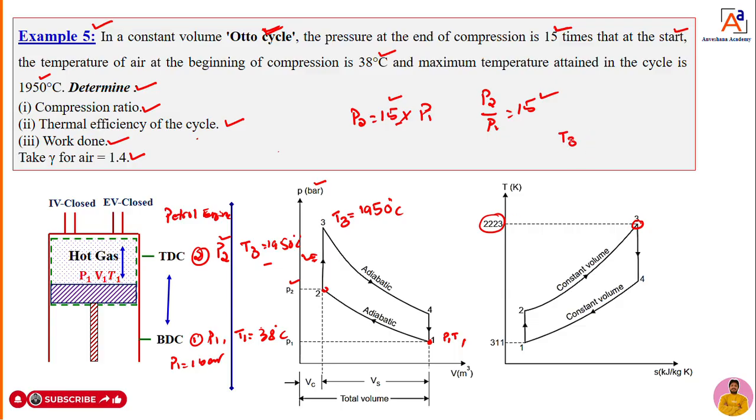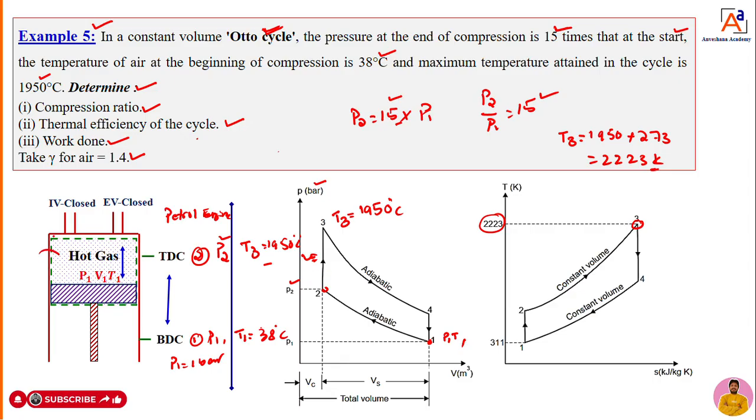He has converted T3 into 1950 degrees Celsius. He converted it into Kelvin by adding 273. Now this is in Kelvin. This is the maximum temperature he has given. Now this is the given data. With the help of this data, what do you have to do?